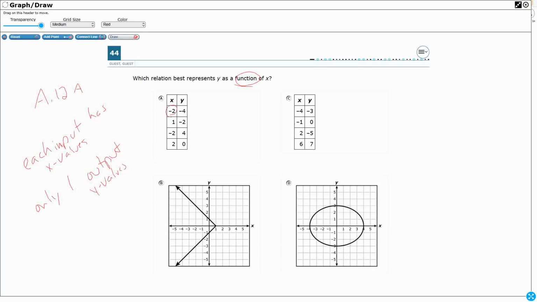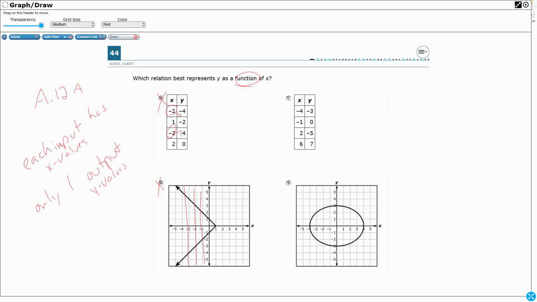So look at A. I've got -2, -2. So I've got the same x, but it leads to two different y's. It leads to a -4 and a 4. So that's not going to work. For B, it's pretty easy. I can just do a vertical line test. And if I can draw a vertical line and it hits the graph twice, it is not a function because I've got the same x with two different y's. That's not going to work.